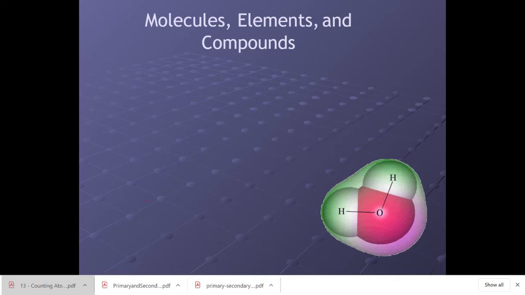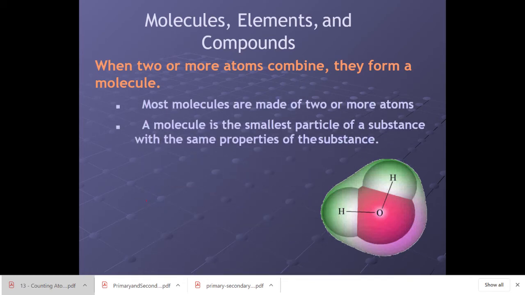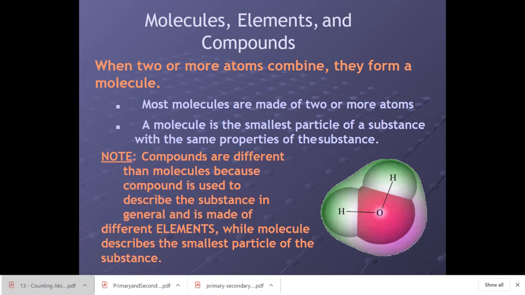Molecules and elements and compounds. When 2 or more atoms combine, they form a molecule. Most molecules are made of 2 or more atoms. A molecule is the smallest particle of a substance with the same properties of the substance.